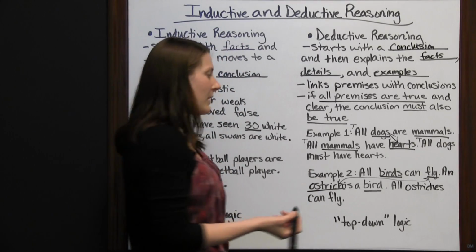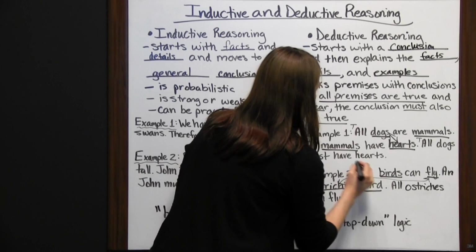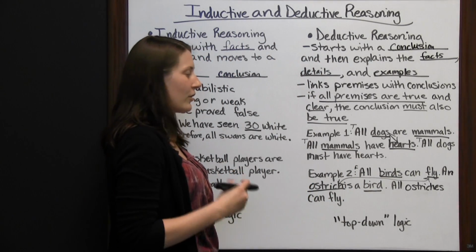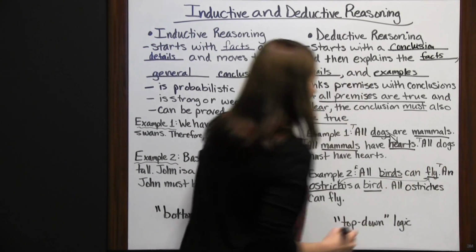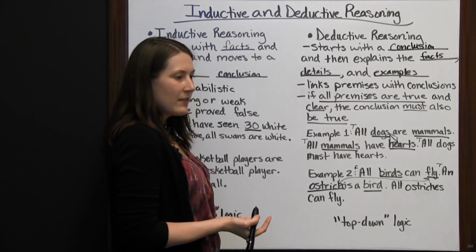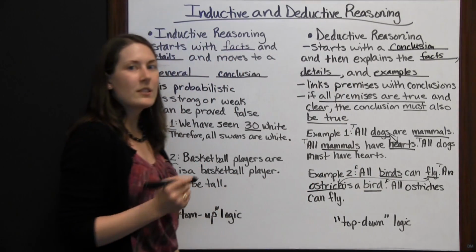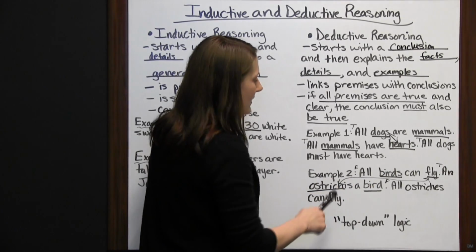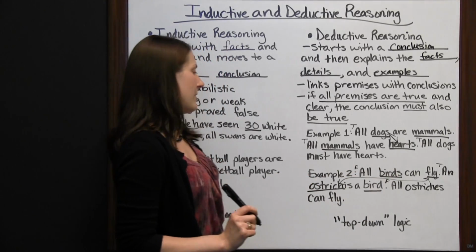So let's look at each of those statements. All birds can fly. Well, that one is false. There are actually about 40 different species of birds that can't fly or are called flightless birds. An ostrich is a bird. Well, that one's true. All ostriches can fly. That one is false. Ostriches are a species of flightless birds. So, since the first sentence was false, the second sentence, our conclusion, ended up being false.